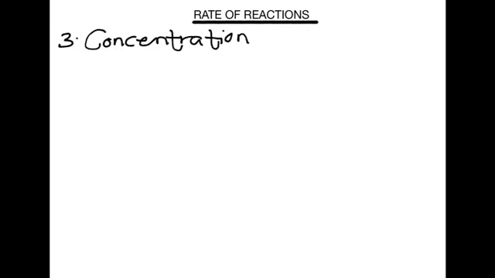When the concentration is high, it means we'll have more particles per unit volume. We have more particles within the same unit volume, and that increases the rate of collision. We'll have more particles colliding within a short time. So we have higher collisions per time, and once we have higher collisions per time, we'll have a higher rate of reaction. So that's what concentration does.